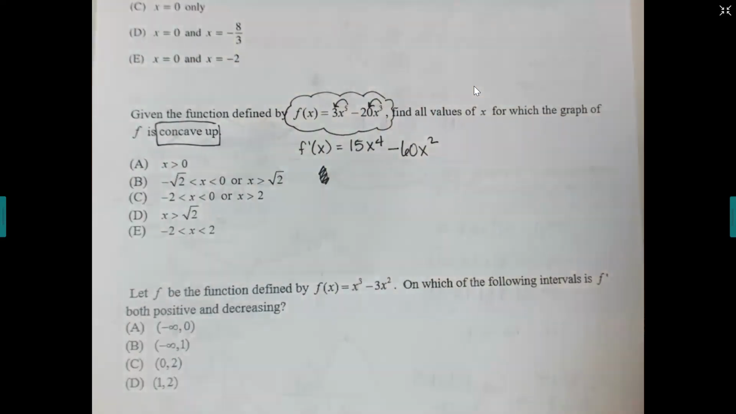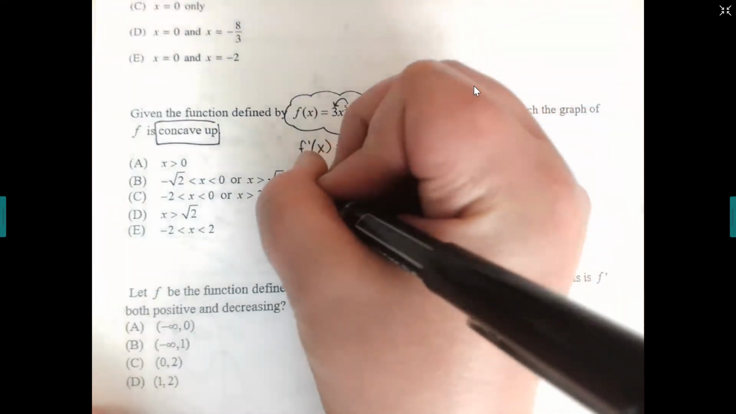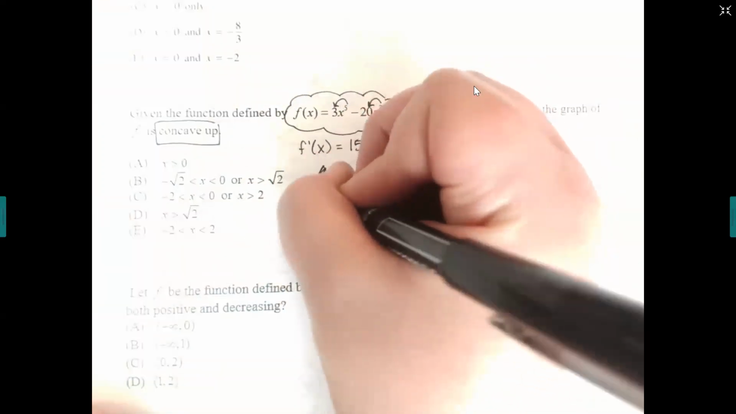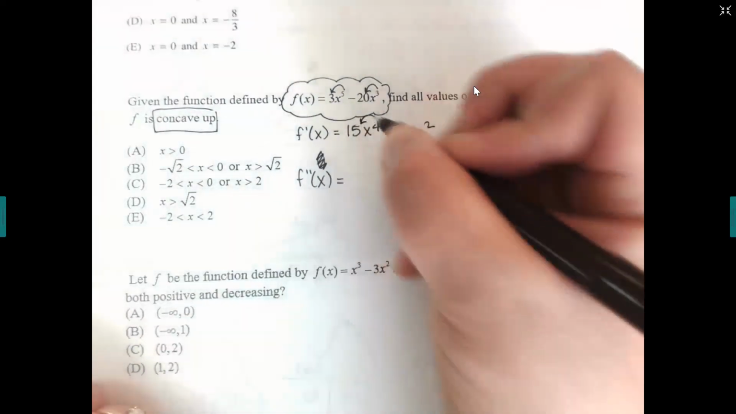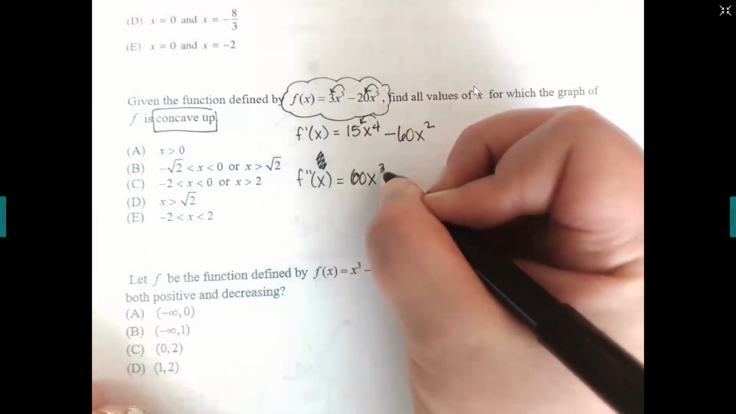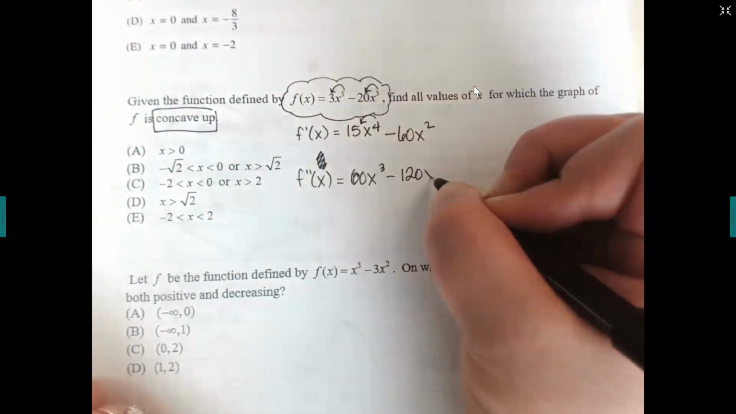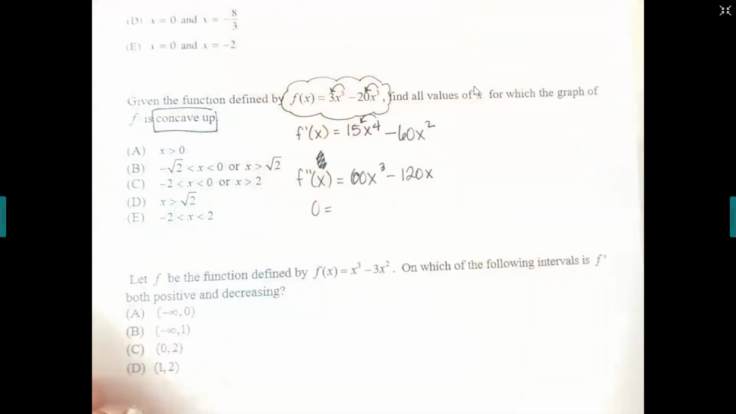Are we taking the derivative once or twice? Twice. So then I don't need to set that one equal to 0. I need to go one more. So then 4 times 15 will give me a 60x cubed minus 120x. And then we're setting that equal to 0.